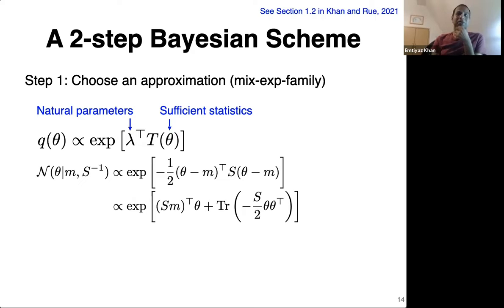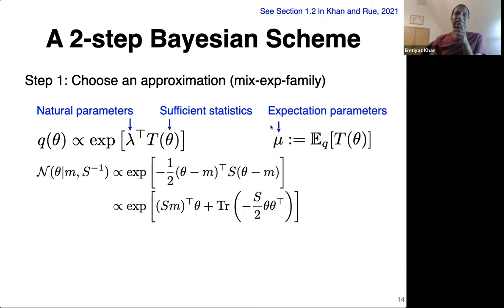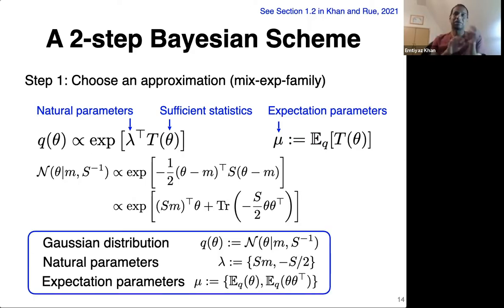The other parameterization that will be useful for the next part is an expectation parameter, which is basically like moment parameters. So it's the expectation of theta and the expectation of theta theta transpose, which is the mean and the moment matrix. I just summarized this whole thing here, and you really don't need to remember the exact form. Just know that lambda is the natural parameter, mu is something like an expectation parameter, so more like mean. So this is the first step. You choose an approximation, and you can choose any approximation that you want in that family, depending on what sufficient statistics you think is appropriate for your data.